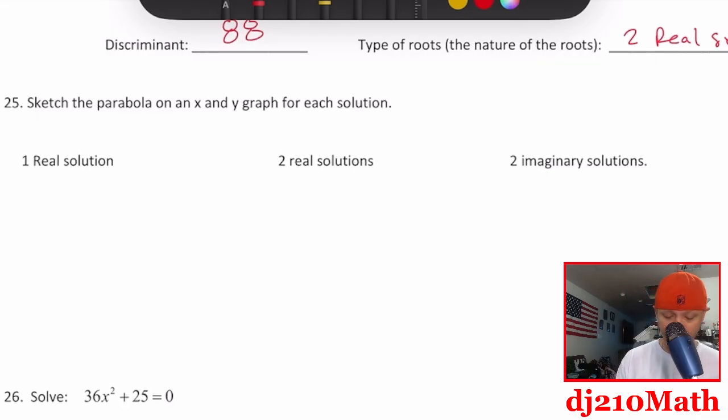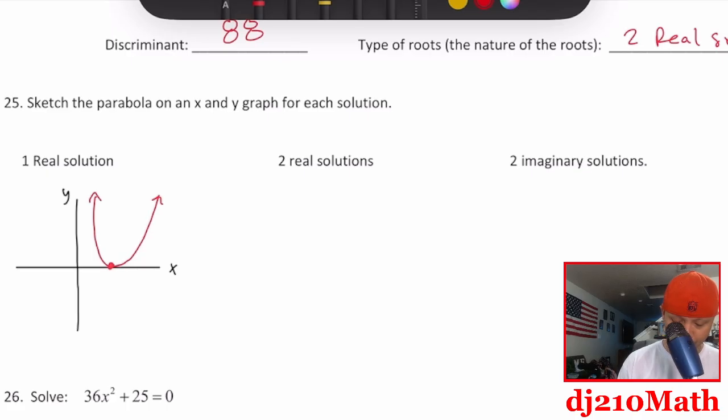Sketch the parabola on an XY graph for each solution. Okay, too easy. One real solution. Here's my Y, here's my X. One real solution is going to look like this. That's what it means, right? It touches the x-axis only once. It bounces. This is when the discriminant is equal to 0.